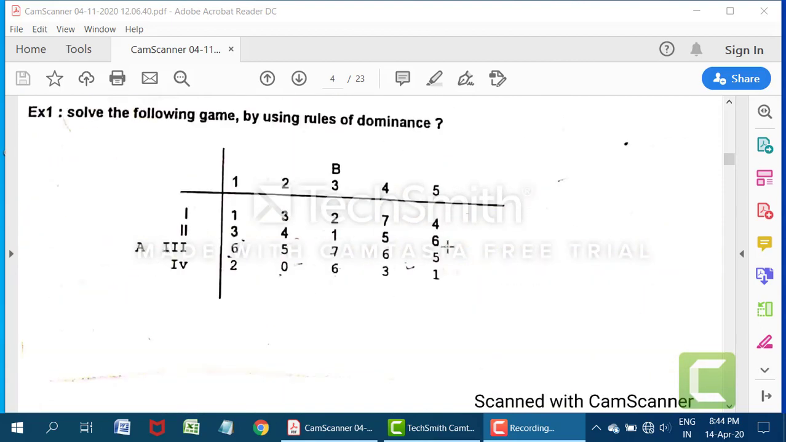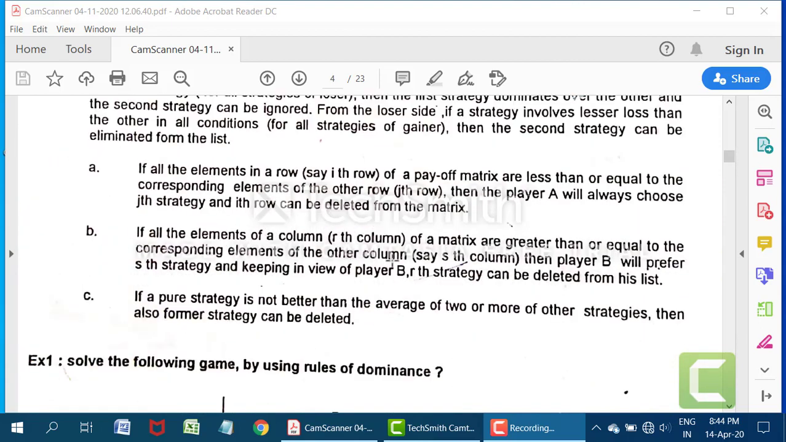This is rule 2. See here. If all the elements of a column of the matrix are greater than or equal to the corresponding elements of another column, then player B will prefer the latter strategy, and keeping in view player B, the former strategy can be deleted from his list.